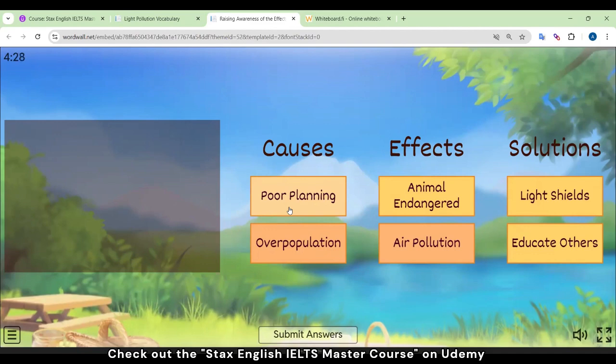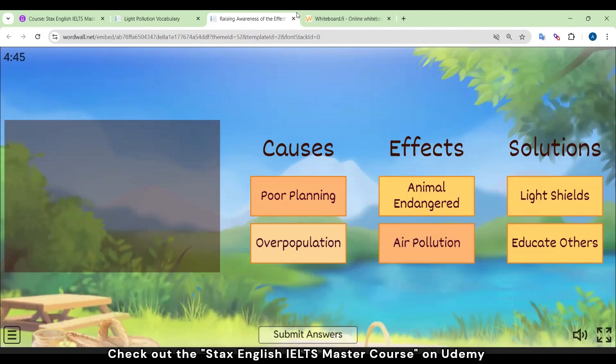So essentially, a lot of it is just simply not knowing how these lights, which have relatively recently been introduced into cities, only in the last 100 years or so, artificial lights, how that would affect animals and the ecology. So poor planning is definitely a cause. And another cause of pollution generally is overpopulation because we have lots of people in a small area.